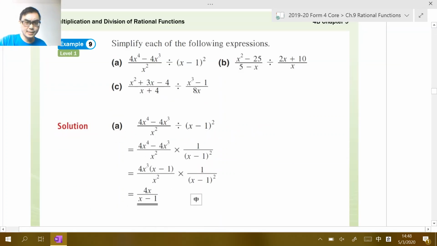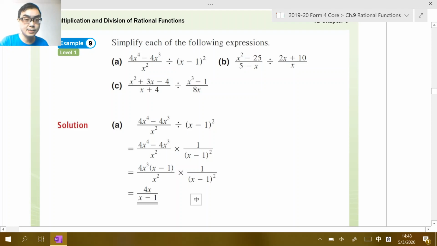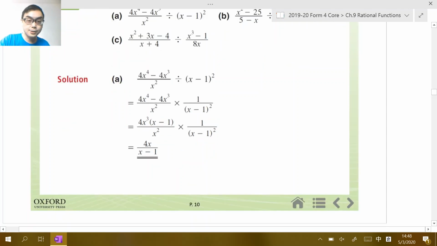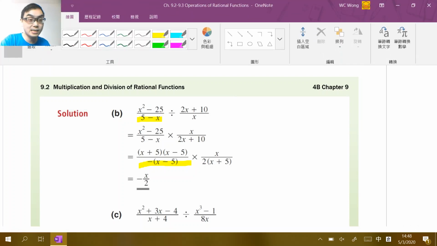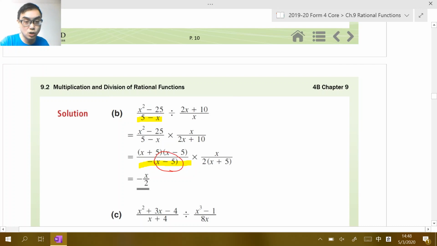So you can see in the next example, 9a, b, and c just follow, but this time we use division. So do remember to interchange the second fraction after you have changed it to multiplication. But one thing I would like to remind you is 9b. In question 9b, if you see 5 minus x, do remember that this one can become negative bracket x minus 5. So this bracket x minus 5 can be cancelled with the x minus 5 here.